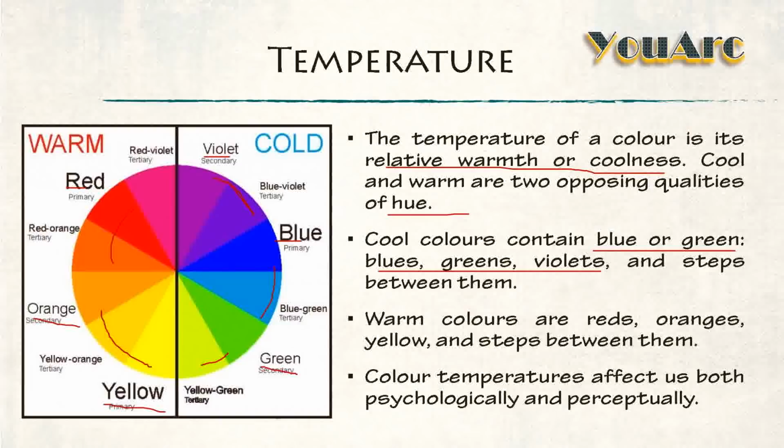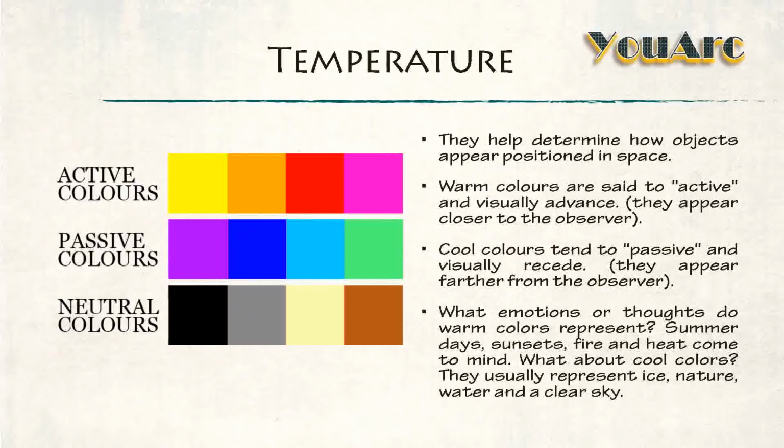The color temperature affects us psychologically as well as perceptually. They help us determine how objects appear positioned in the space. Warm colors are said to be active colors and visually advancing colors. They appear closer to the observer. Cool colors tend to be passive colors and visually receding colors. They appear far from the observer.